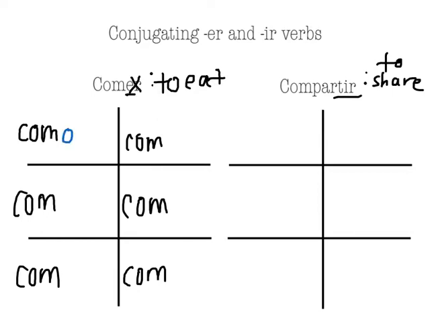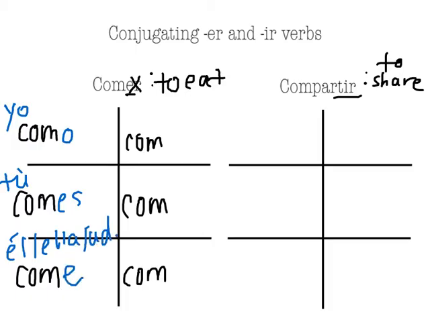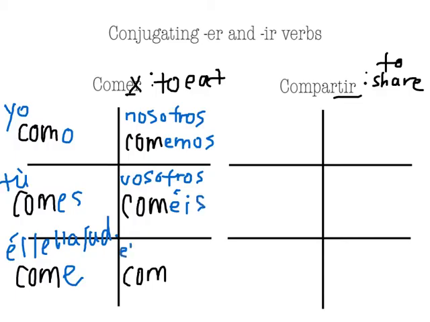So I eat is yo como. You eat, tú comes. He, she, or usted eats, will be come. Nosotros comemos, we eat. Vosotros, just in Spain, remember, is y'all eat. And then ellos, ellas, and ustedes will be comen, they eat.